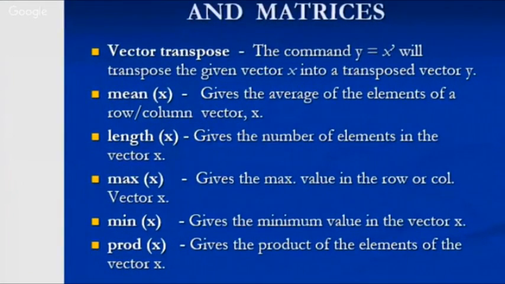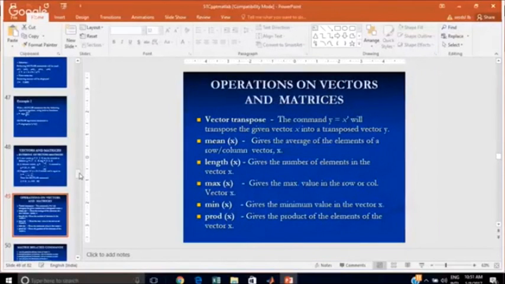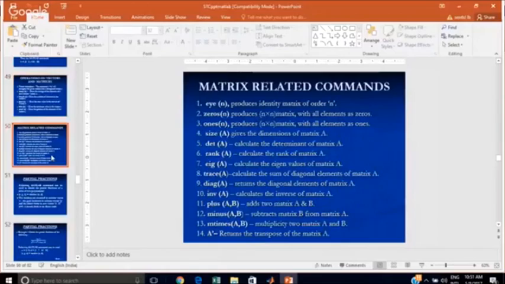Okay, next, some of the operations of vector and matrix. If you want the vector transpose, you write y is equal to x transpose. Mean of x gives you the average of all the elements. Length of x gives you the number of elements in the vector. Maximum gives the maximum value, minimum gives the minimum value. Product of x gives you the product of the elements of vector x. These are the different commands that you can go through. There are more than 82 types, so I'm just rushing with this.